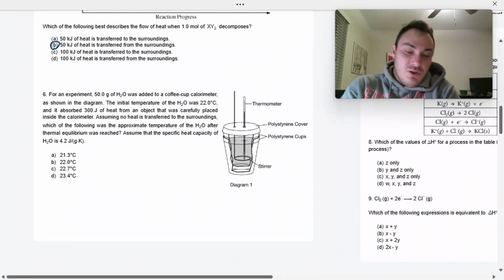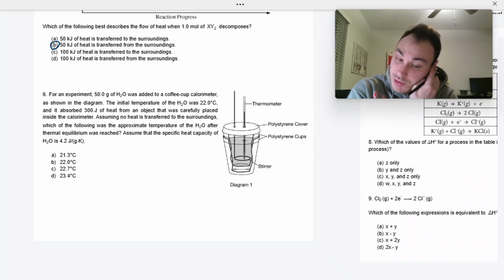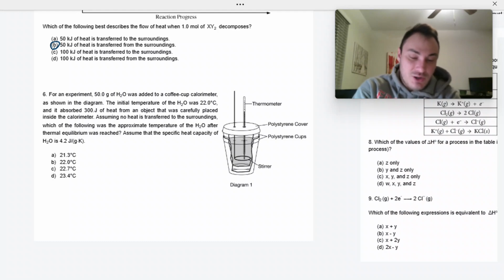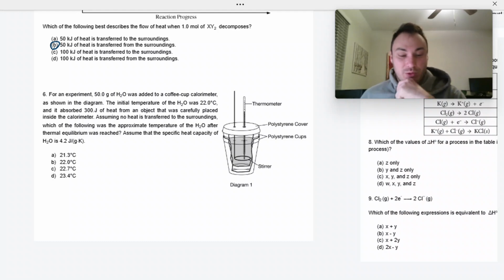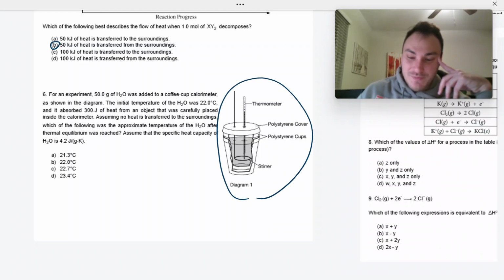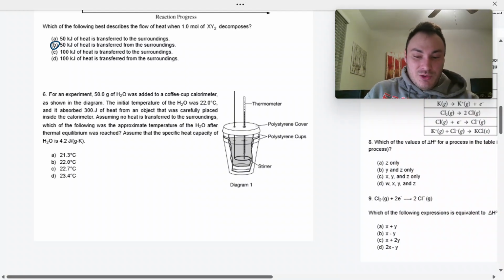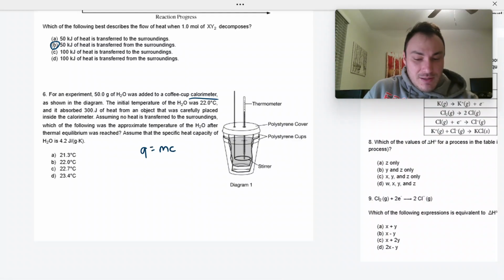For an experiment, 50 grams of water is added to a coffee cup calorimeter as shown in the diagram. The initial temperature is 22 and it absorbs 300 joules of heat from an object that was carefully placed inside the calorimeter. Assuming no heat is transferred to the surroundings, which of the following is the approximate temperature of water after thermal equilibrium was reached? Assume the specific heat of H2O is 4.2 joules per gram times Kelvin. All right, this is a nice diagram, not that we need it. Whenever we see calorimetry, we should be thinking Q equals MC delta T.